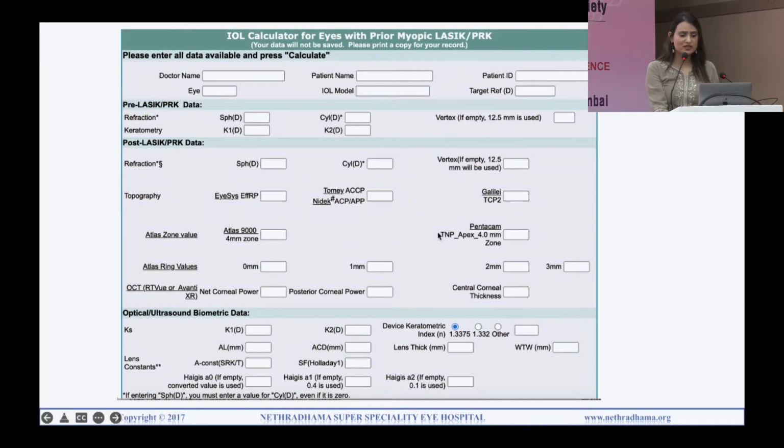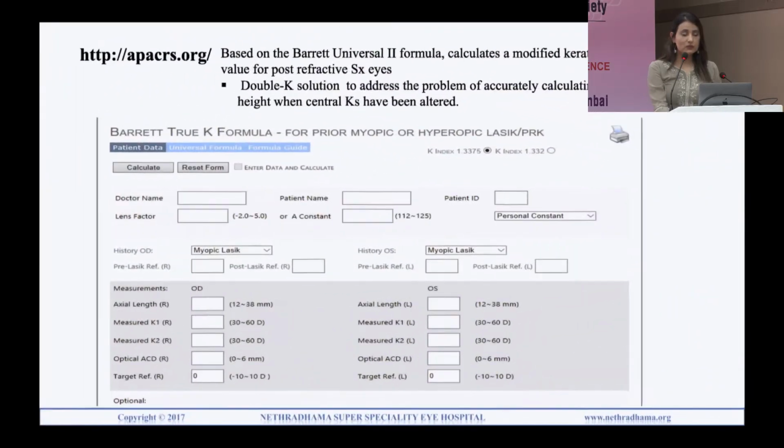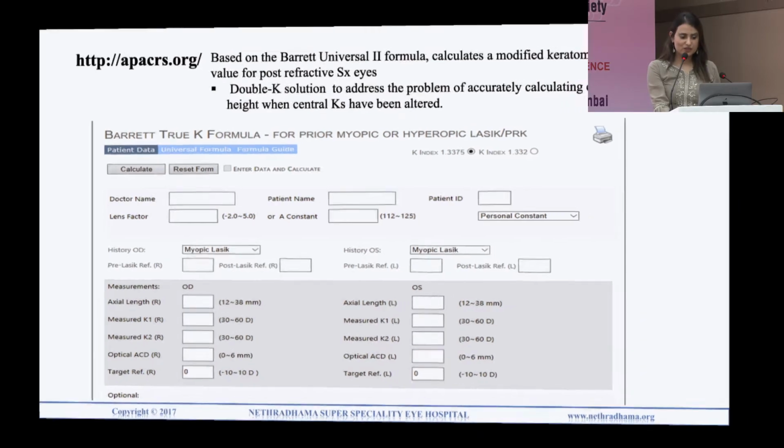So this is the ASCRS online formula, which actually considers the refraction. Even if you don't have a pre-LASIK data, it still works. So you just need to put the refraction, and there are different topography systems that can be used along with this, and even the OCT based systems. I think one of the most popular formula is the Barrett True K formula for post myopic and hyperopic LASIK eyes. This can also be used for post RK eyes, and this is based on the Universal 2 formula and calculates a modified keratometry value for post refractive surgery eyes.